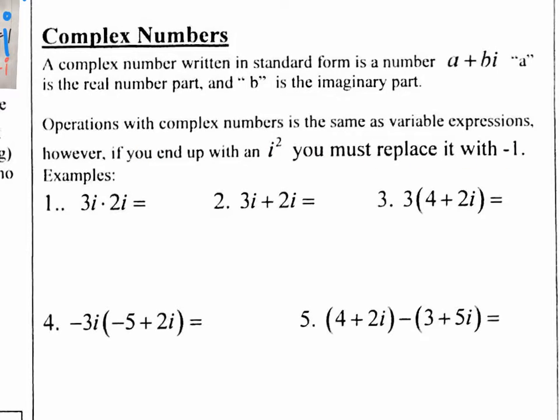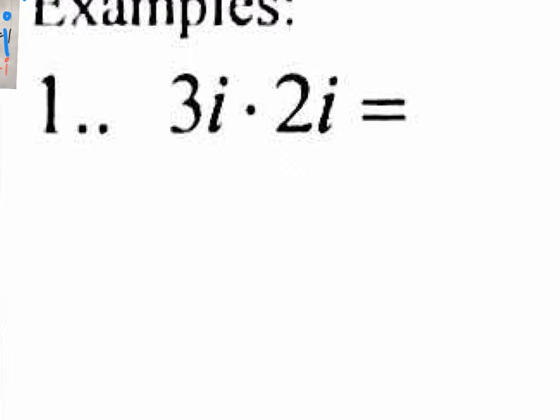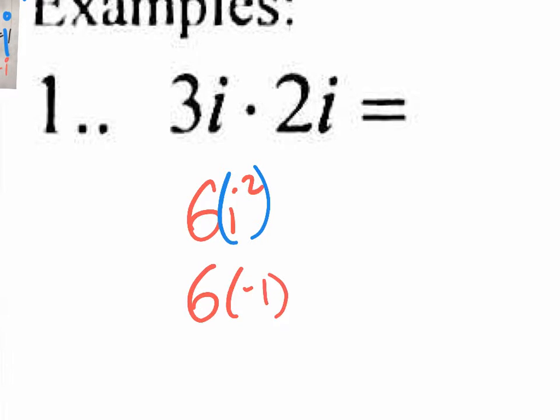Example, everybody look at number 1. What if I asked you what's 3x times 2x? What's the answer to 3x times 2x? 6x squared, right? So in this case, what's 3i times 2i? 6i squared, right? But what do we know about i squared? i squared is really negative 1. So yeah, you have 6 times negative 1, which the answer is negative 6.